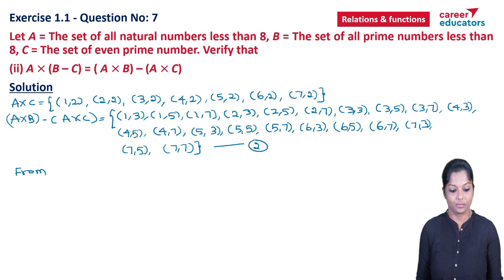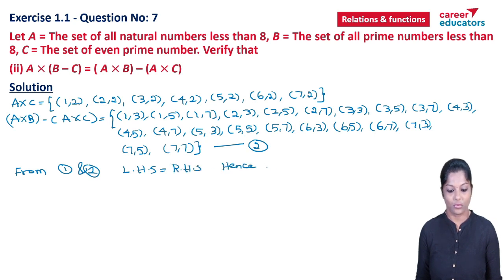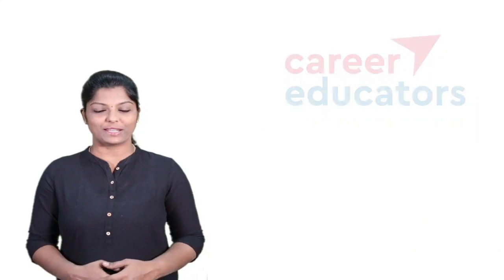From 1 and 2, LHS equal to RHS. Hence, verified. That's all, we have completed exercise 1.1.